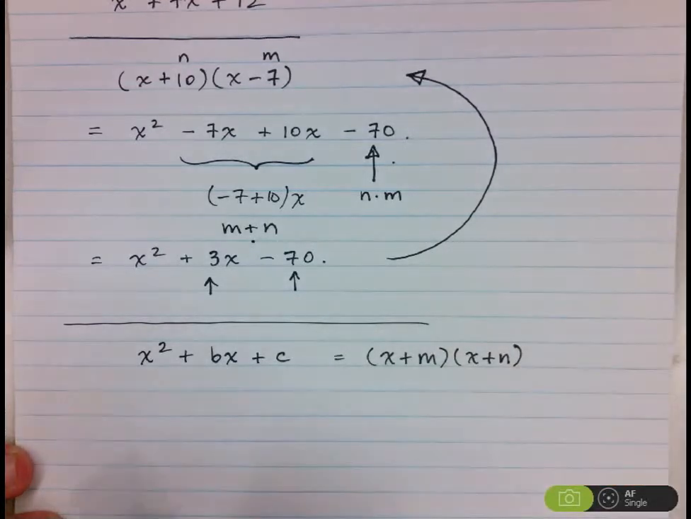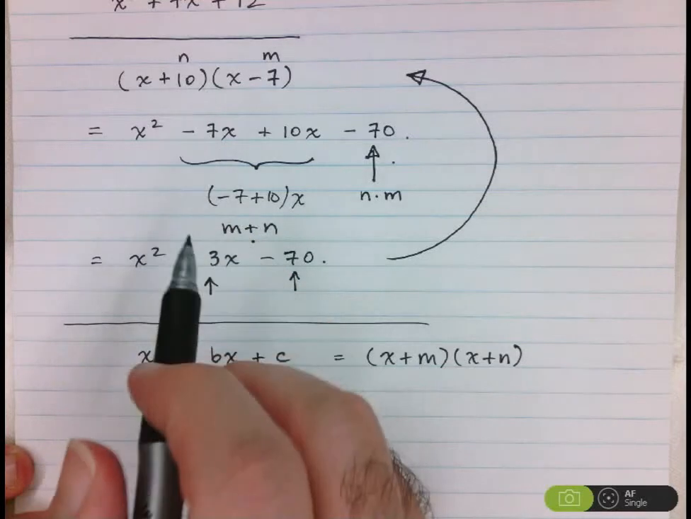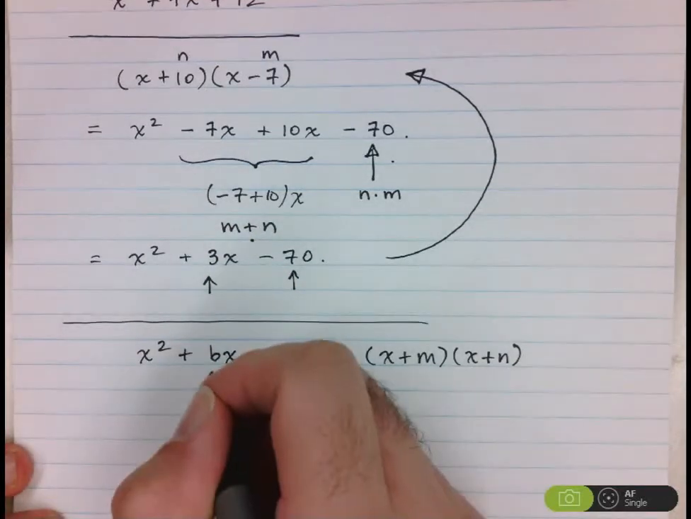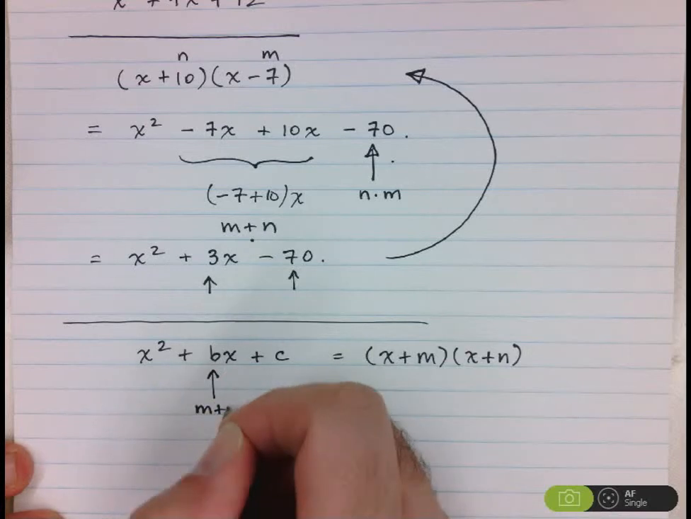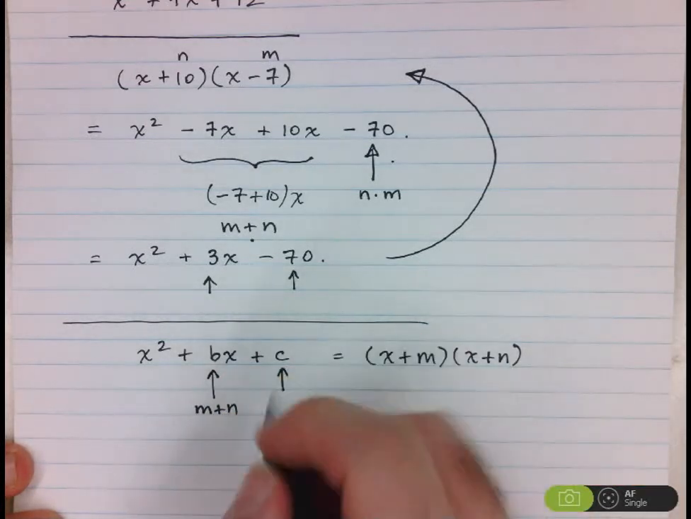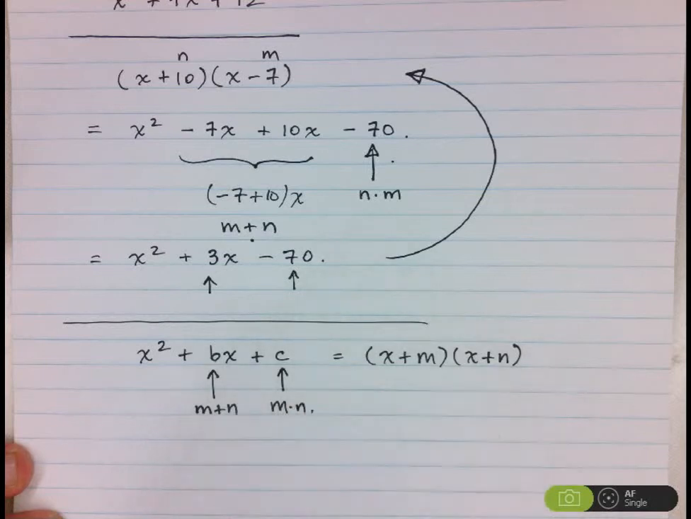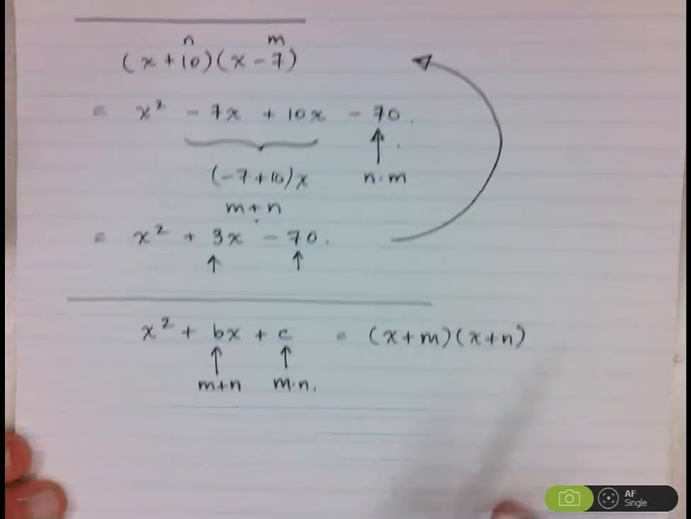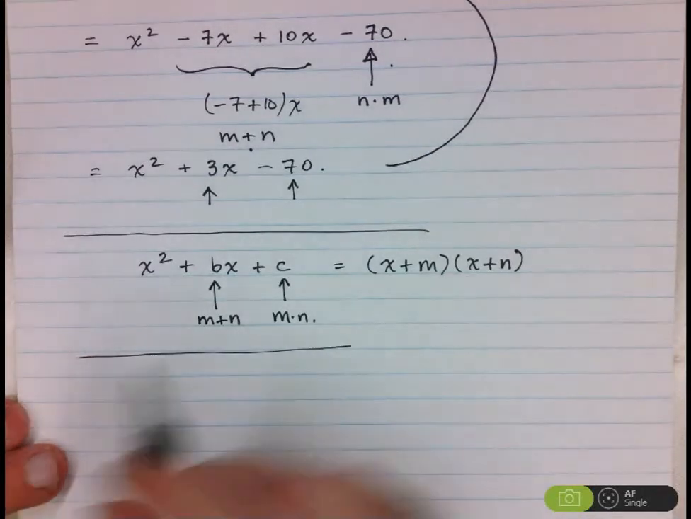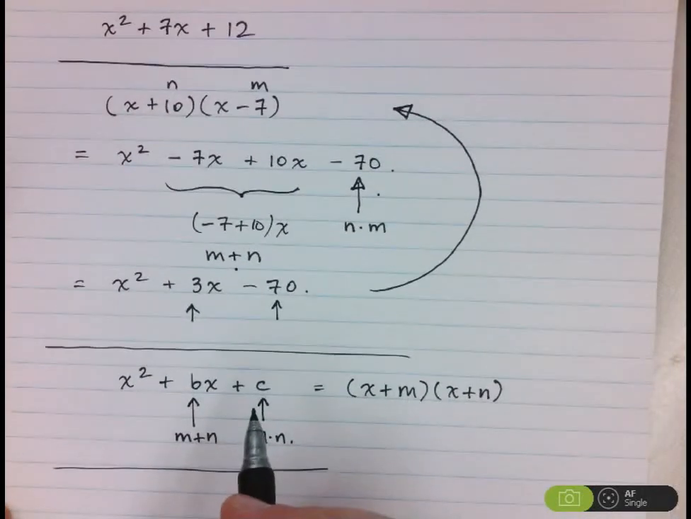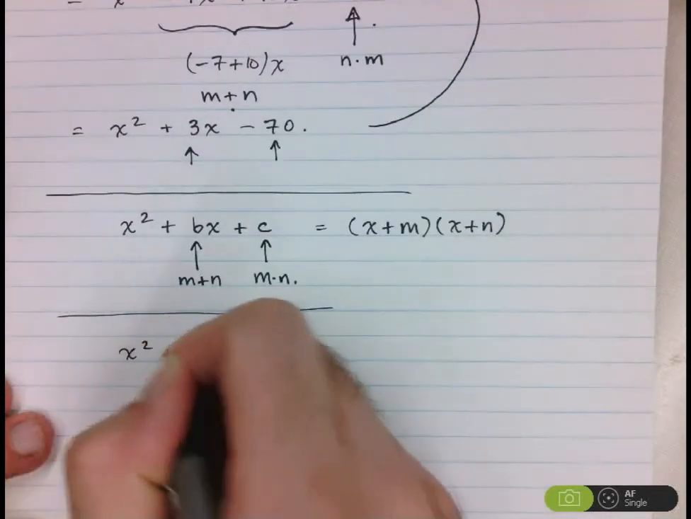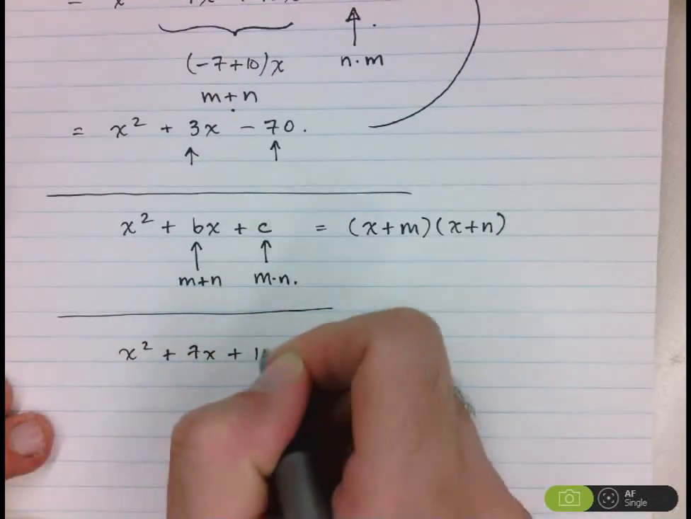Using the pattern we saw earlier, we see that the b value has to be the sum of our two last terms, and the c value has to be the product of our two last terms. Let's see how we can put that into action. So let's take this example here. In fact, let's take the example we started with, x squared plus 7x plus 12.